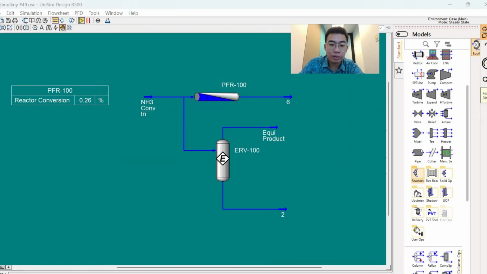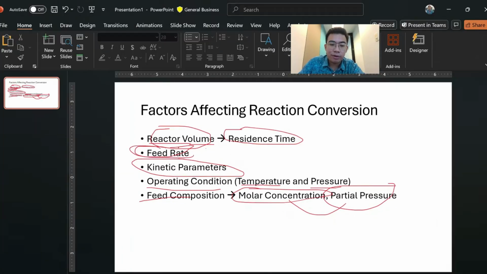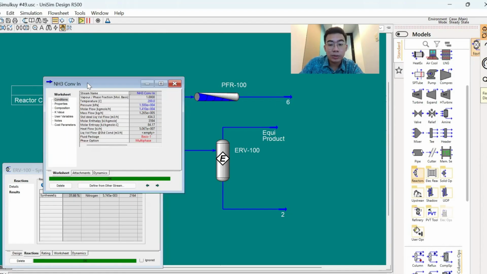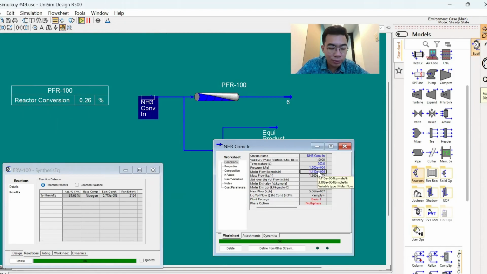So now we will try to change the second factor, which is the feed rate. For example, I will lower my feed rate to 1E4. You could see that the conversion will increase, from 0.26 to 0.38. If you think that the dimension of the reactor is already big enough and your reaction kinetic is already correct, then you might think about whether your feed rate actually makes sense or not.